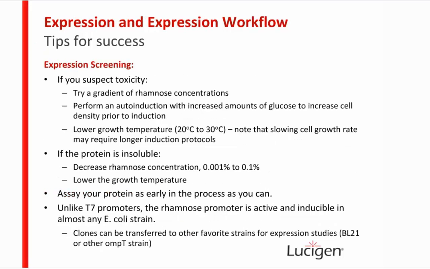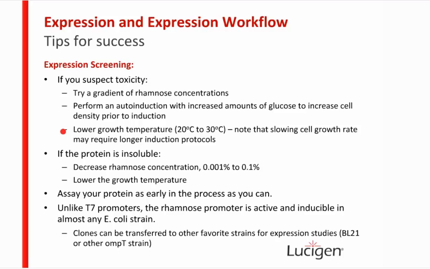And it's fairly straightforward. You could also perform an autoinduction with increased amounts of glucose, like we talked about before, to increase that cell density prior to the point of induction. And then you could also try standard lower growth temperatures. Just note that slowing down the cell growth rate may actually require longer induction protocols in the end. But if it gets you soluble protein, hey, that's awesome.